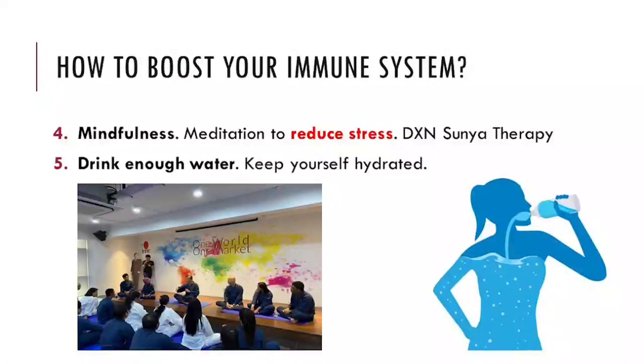You can start from 10, 9 to 0. Okay, and then the second one is 30, 29 to 0. And of course, later you can go to a higher level, 100, 99 to 0. And the reverse counting makes you concentrate, relax your mind, and reset your mind. So let us practice this DXN Sunya therapy.